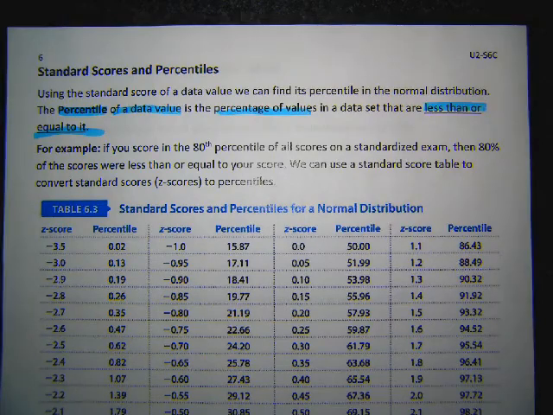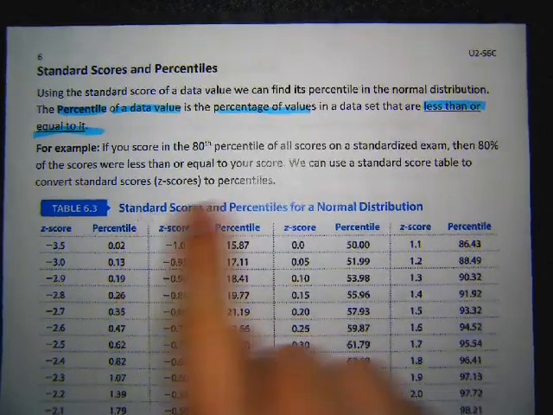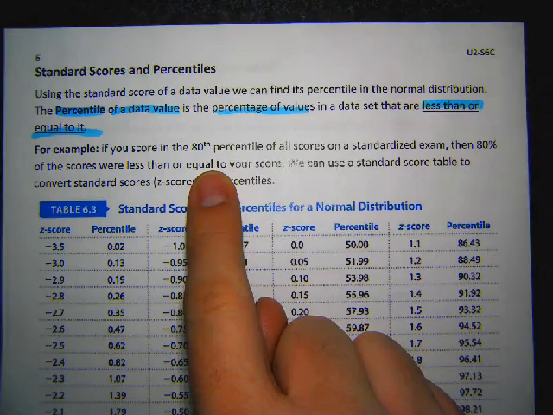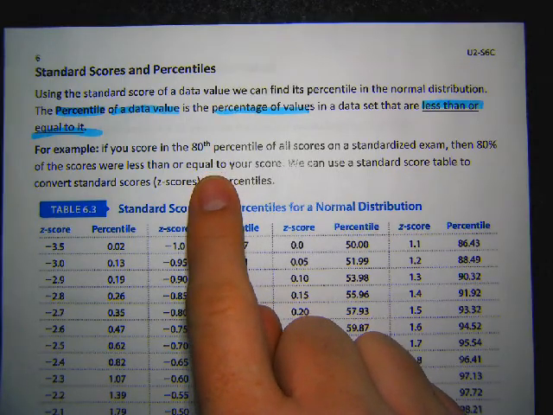So if the doctor says your kid's head circumference is 50th percentile, that means it's perfectly average. It's not above average, not below average, it's average. So percentile is the percent of values with that or less. If you take a standardized test and you get 80th percentile, it means you beat 80% of people taking that test, which is awesome. There's still 20% that beat you, so you're not at the very top, but you beat 80%.